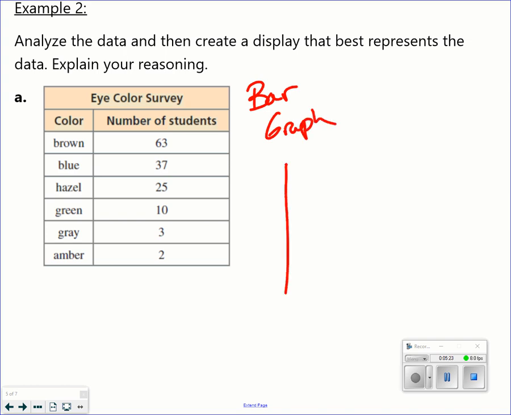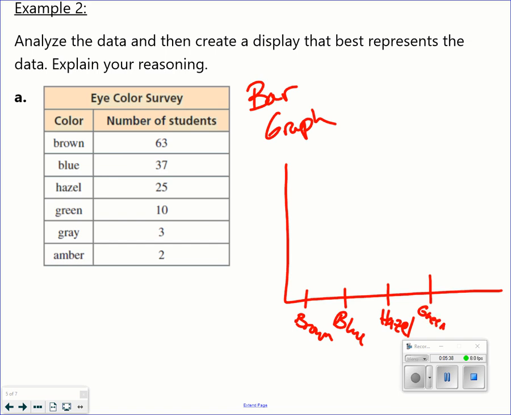So I'm going to make myself a bar graph, and at the bottom I'm going to label each of the colors. So I have brown, blue, hazel, green, I'm going to run out of space here, gray, and amber.